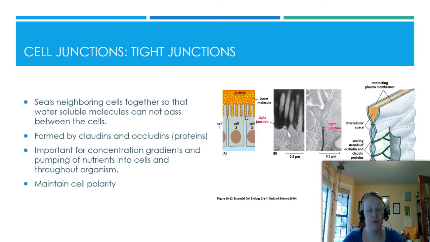The tight junctions are formed with proteins called claudins and occludins, and these proteins really help form that tight seal that you see there. And this also helps maintain cell polarity, as in which side should be the lumen side, which side should be the basal lamina side. This keeps proteins from migrating all over the cell surface and keeps them in their very specific area that they need to be.